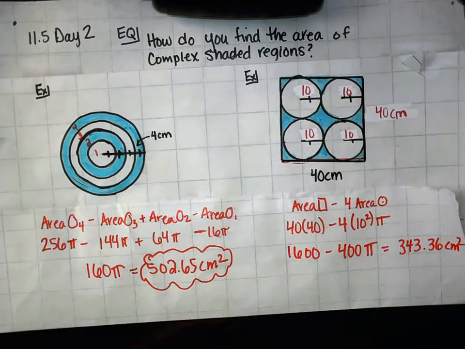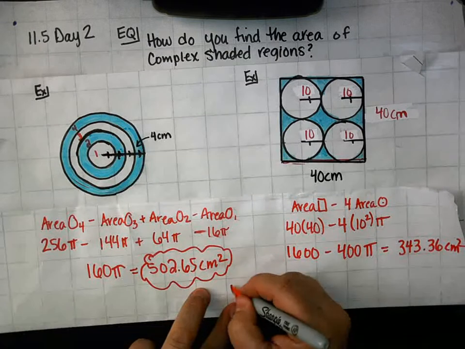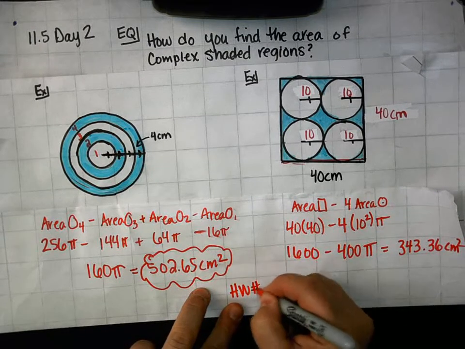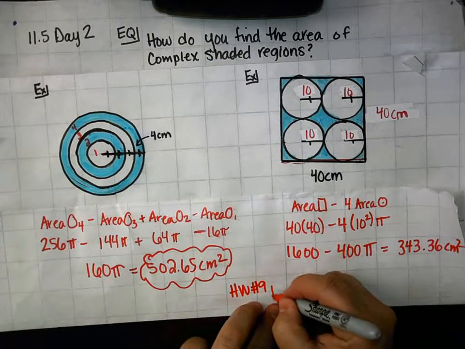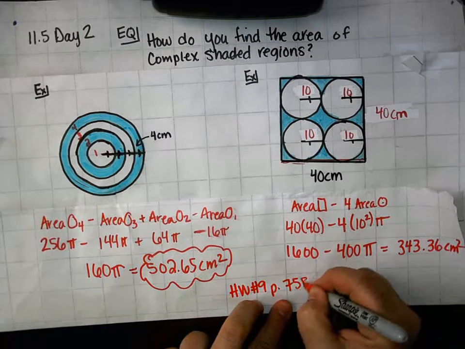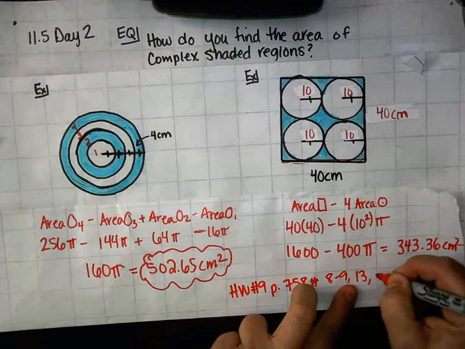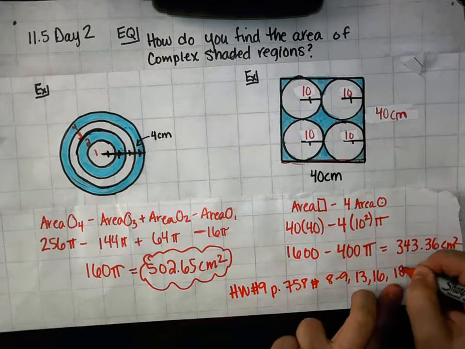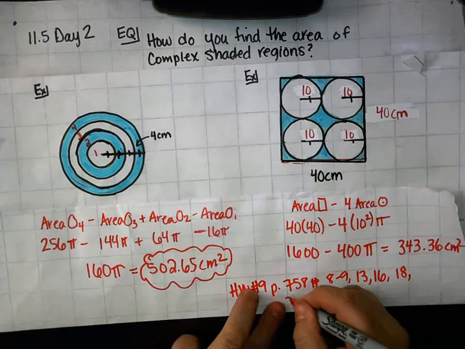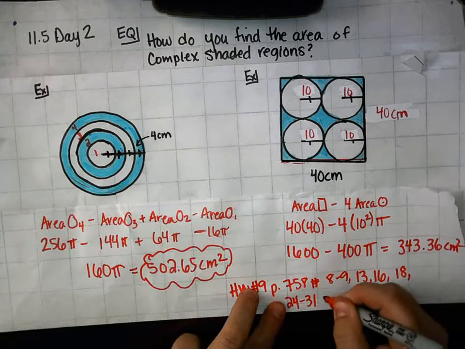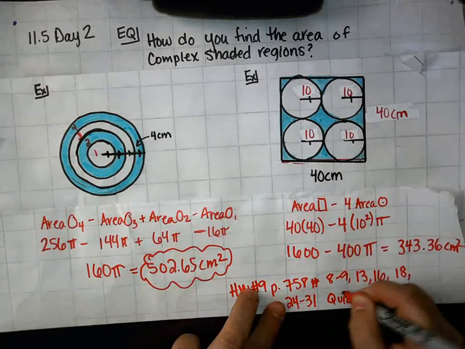squared. Okay? I hope this lesson made some sense to you, and your homework, number 9, if you didn't get it off my webpage, is on page 758. Numbers 8 and 9, 13, 16, 18, 24 to 31, and the quiz numbers 4 to 6.